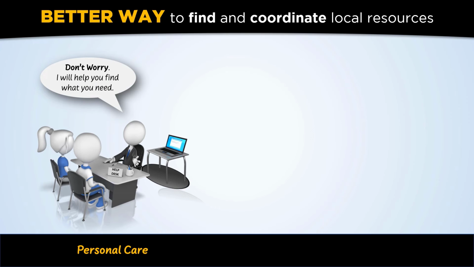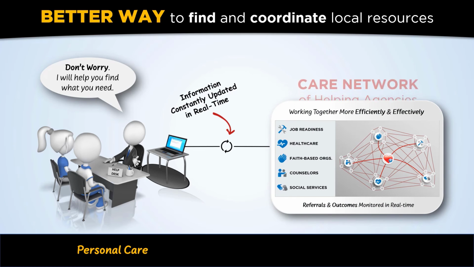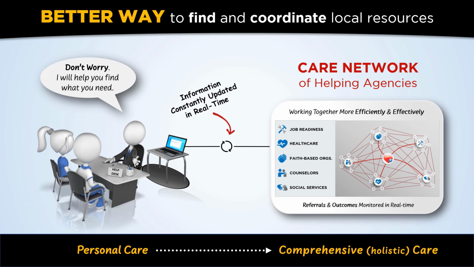A well-connected care network, along with a streamlined referral system, is the better way to find and coordinate resources for people in need. Care networking makes it possible for all helping agencies, despite their limitations, to never have to turn people away empty-handed. Caregivers can say with all honesty and assurance, "I may not have exactly what you're looking for, but give me a second and let me check what's available across our community."